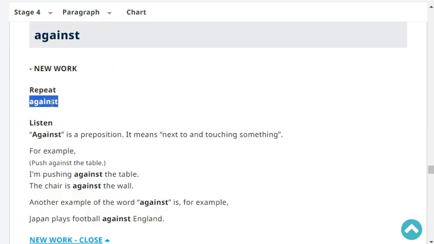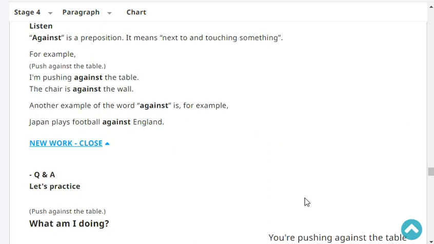Next, repeat. Against. Very good. Okay, listen. Against is a preposition. It means next to and touching something. For example, I'm pushing against the book. And we can say my chair is against the wall. Another example of the word against is Japan plays football against England.